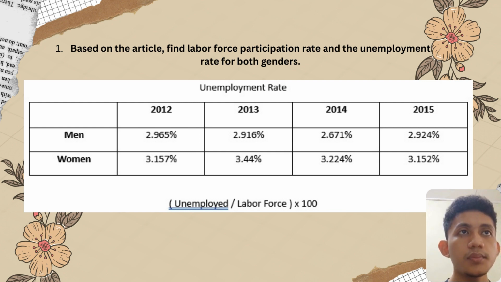In 2014, the unemployment rate for women decreased to 3.22%, and the same went to men, which decreased to 2.671%. The unemployment rate for women decreased once again to 3.152%, and on the other hand, the unemployment rate for men increased to 2.924% in 2015.